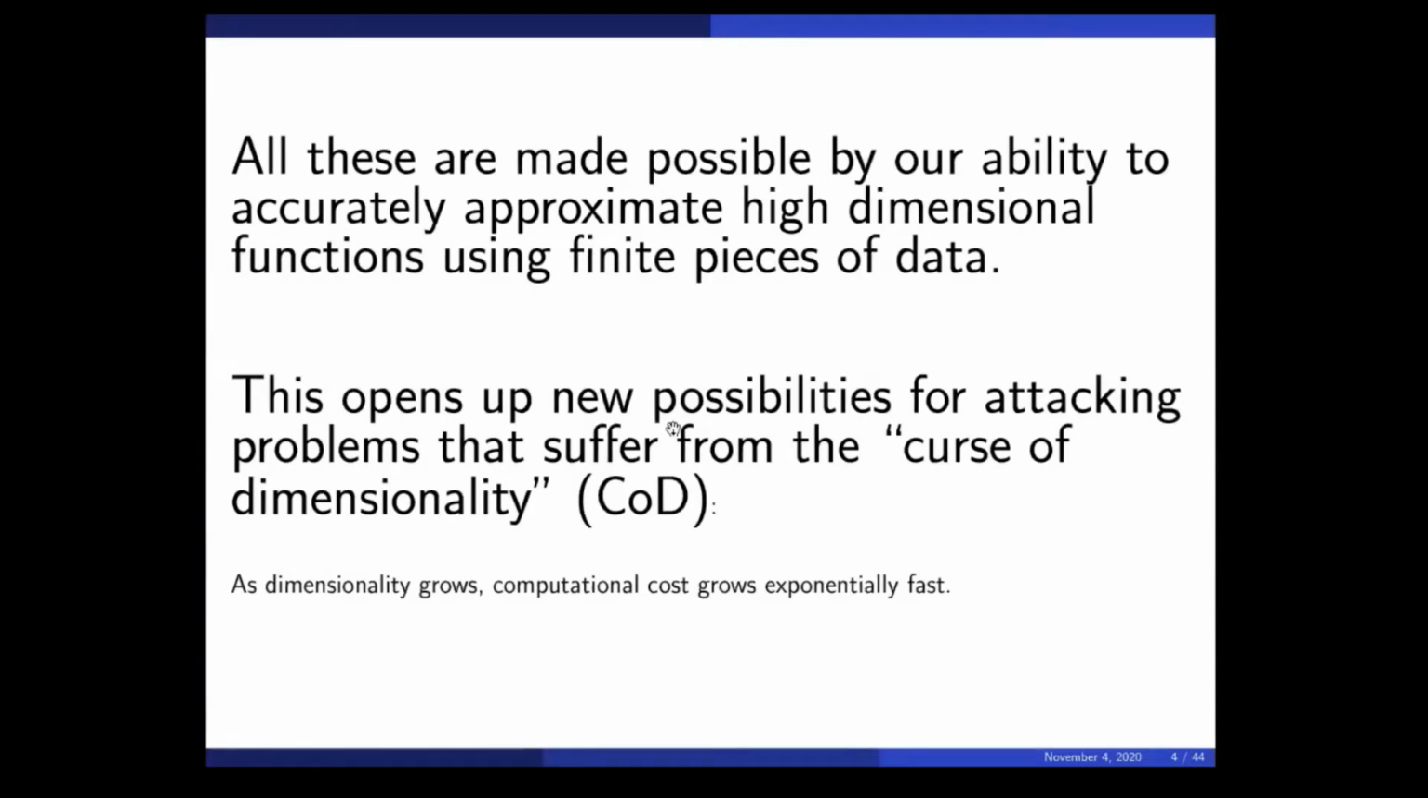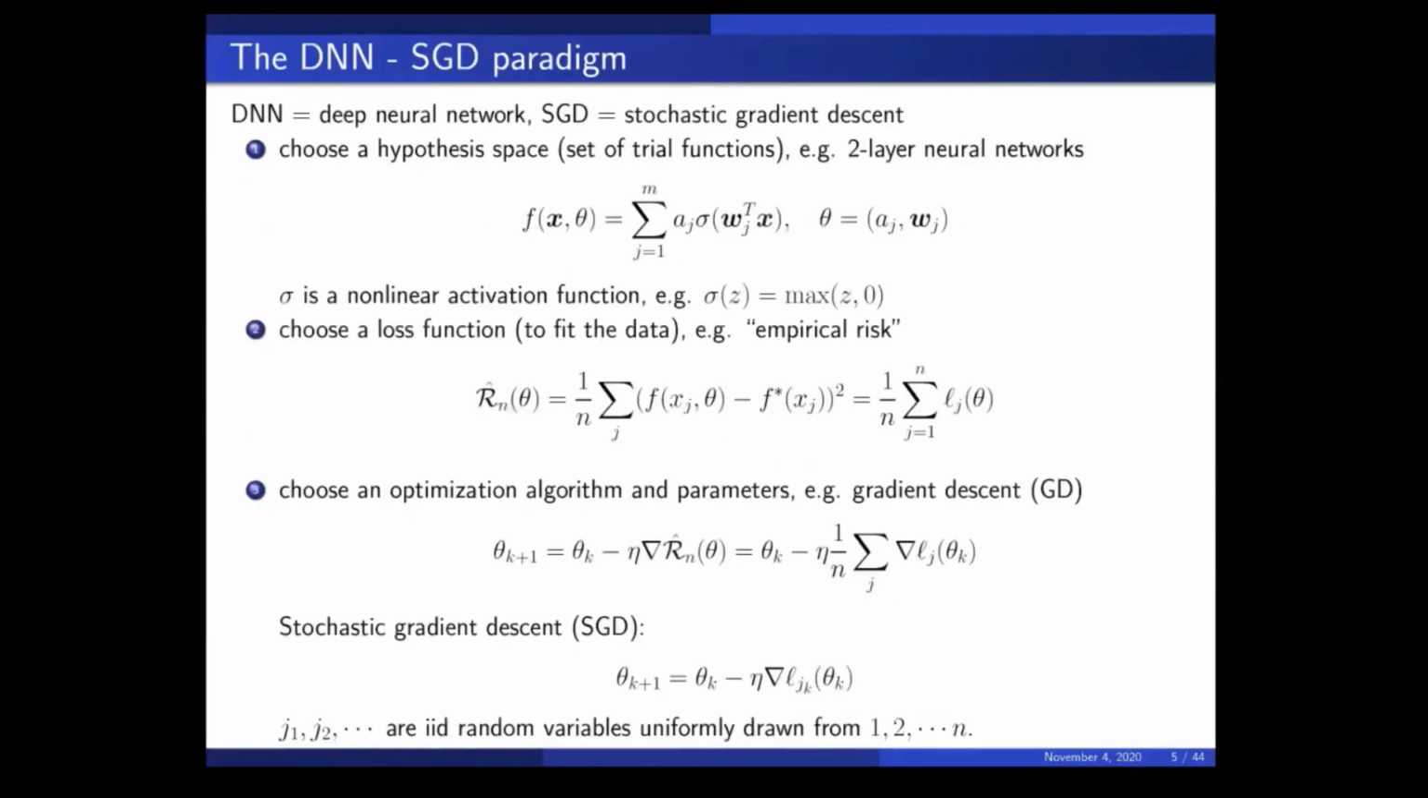Now, this opens up new possibilities for attacking problems that suffered from the curse of dimensionality. The curse of dimensionality is a very well-known problem across a very wide range of scientific disciplines, which says that as dimensionality grows, computational cost grows exponentially fast. That has been a bottleneck for many different problems. So before I give you more examples, let me give you an outline of the usual deep neural network stochastic gradient descent paradigm for machine learning.